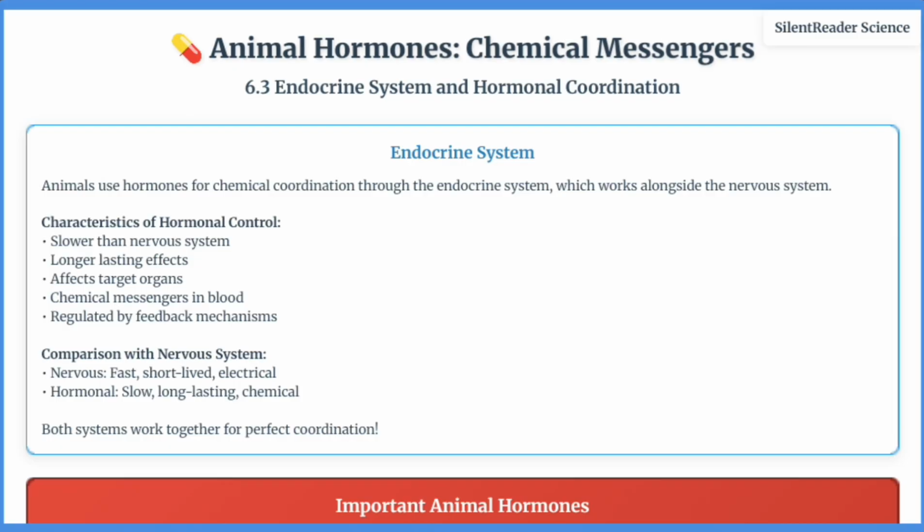Hormone secretion is regulated by feedback mechanisms. For example, when blood sugar rises, insulin secretion increases, and when it falls, insulin secretion decreases. Hormonal control is slower but longer lasting than nervous control, and both systems work together for perfect coordination.